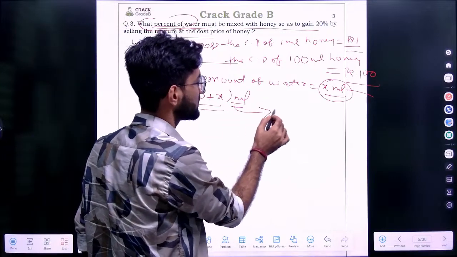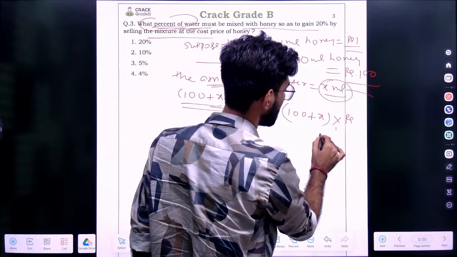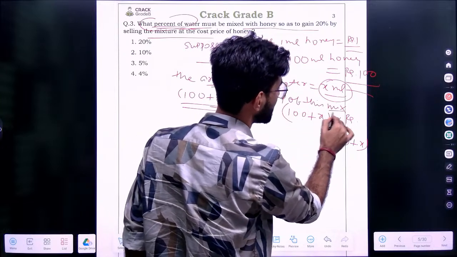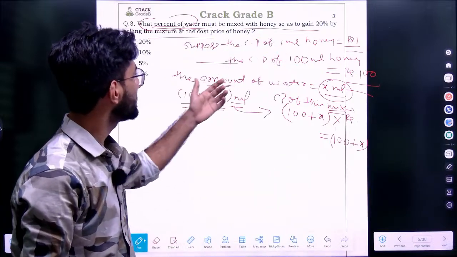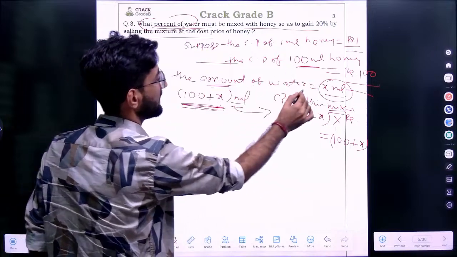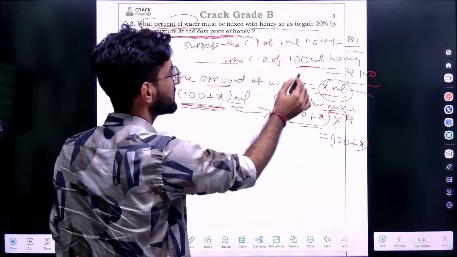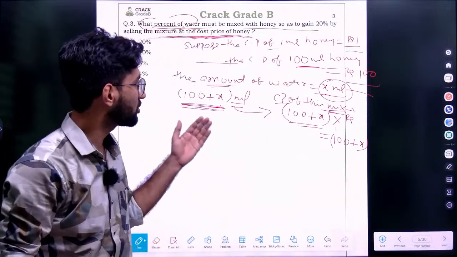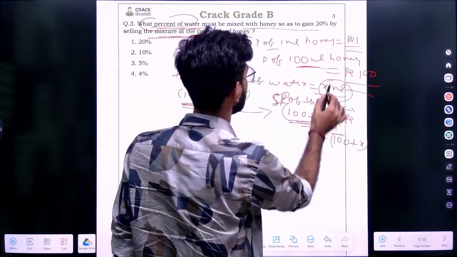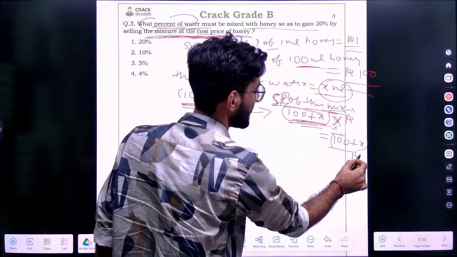So the cost price of the mixture is 100 plus x into rupees 1, that is 100 plus x. This is the cost price of the mixture after mixing x ml water in 100 ml honey. The selling price of this mixture is 100 plus x into rupees 1, because it is given that we are selling the mixture at the cost price of honey. It means we are selling 1 ml of the mixture at rupees 1, and the total amount of mixture is 100 plus x. So the selling price of this mixture is 100 plus x rupees.